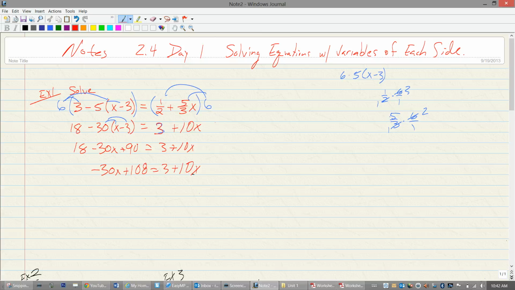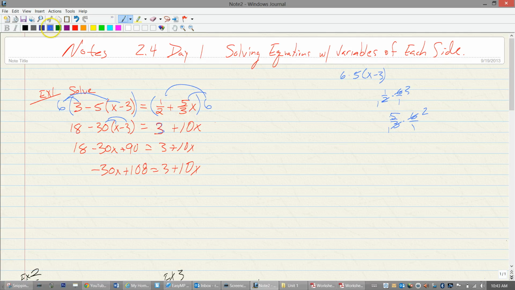Do you remember? Does anybody remember what to do here if you had done this in the past? So the goal, what we just talked about, is to get the variables onto the same side of the equal sign. That's what we're trying to do right now. And the recommendation was to add 30x on both sides of the equal sign. And that's what we're actually going to do.